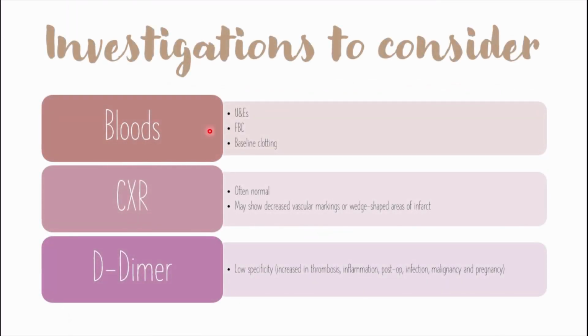Tests which are not necessary but can be done are routine bloods, in case there is a blood-based abnormality which has caused a PE, a chest X-ray, which may show decreased vascular markings or wedge-shaped areas of infarct, and a D-dimer. The issue with a D-dimer is it has low specificity, meaning that it can be raised when there's a thrombus, when there's inflammation, if your patient is post-op, if there's an infection, if there's a malignancy, and if your patient is pregnant.